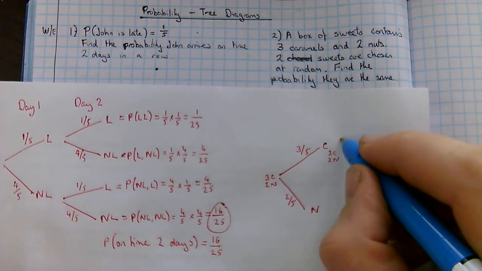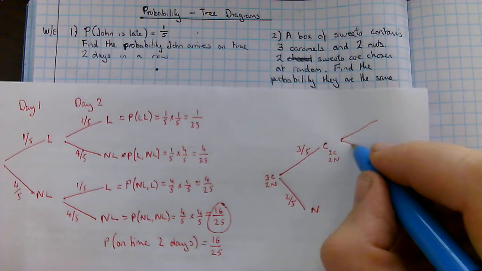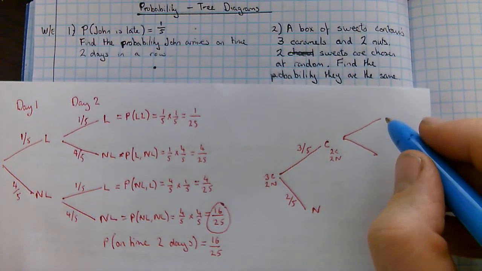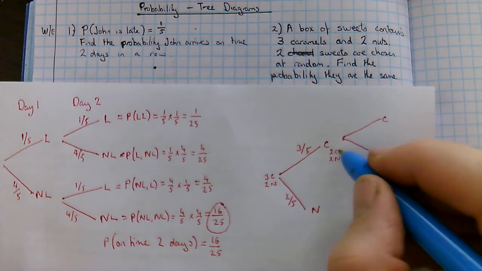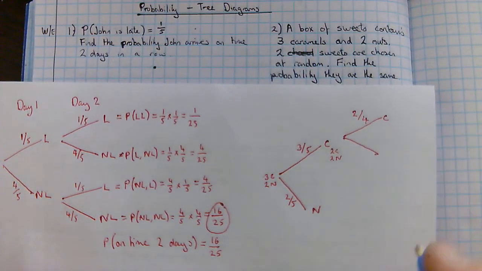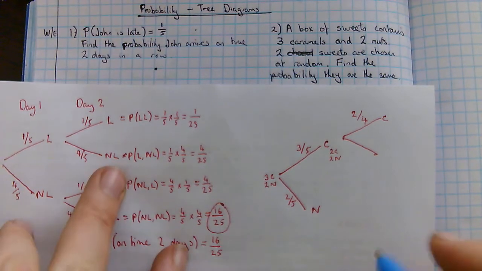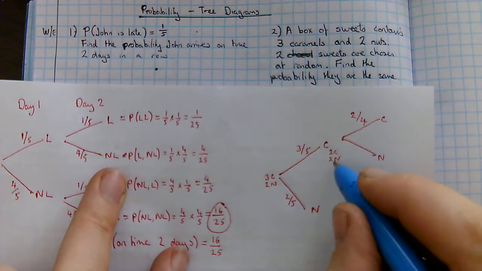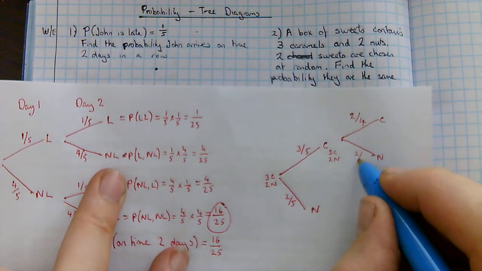2 caramels and 2 nuts left. So here, the probability of taking another caramel is now going to be 2 caramel out of 4 in total. The probability of taking a nut, I've got 2 nuts out of 4 in total.